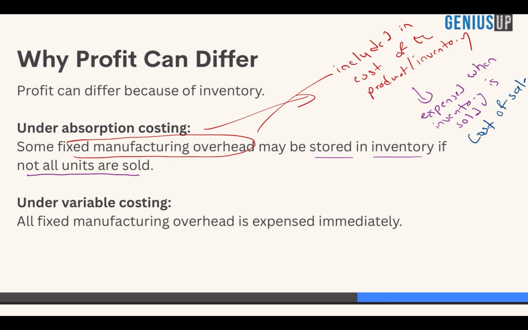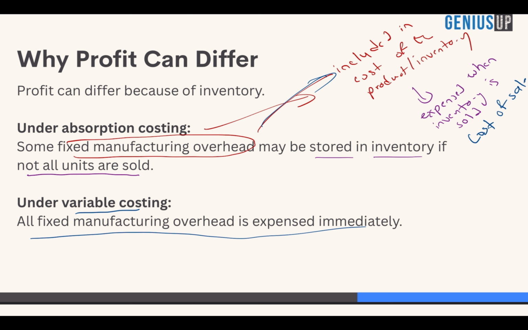Meaning that if we produce units in this current financial year and we store those fixed manufacturing overheads under the product cost or under inventory, and we don't sell those units in this specific year, they're not going to be expensed in this specific year, right? They're only going to be expensed in the following year when these goods are sold. However, remember, under variable costing, we expense all this cost immediately. So that's what causes the difference between the profit under absorption costing and variable costing.